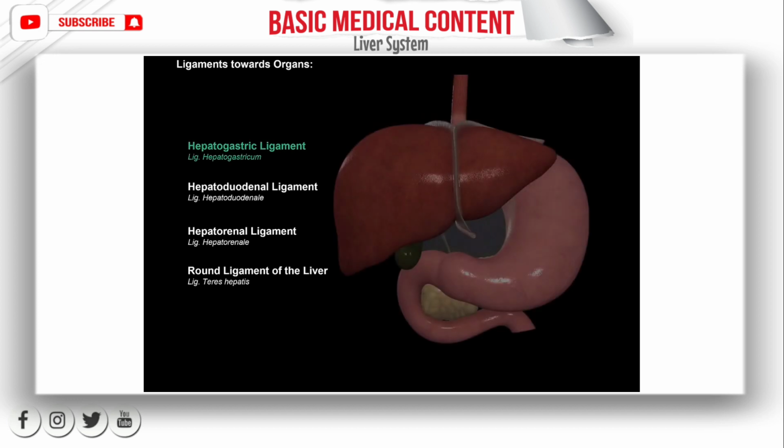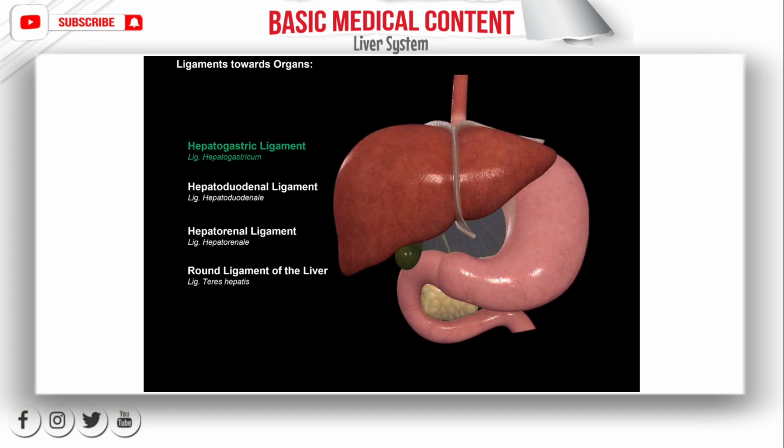So the first one is the hepatogastric ligament, and as the name says, it goes from the liver to the stomach. Or in Latin, it goes from the hepar to the gaster. That's why it gets the name the ligamentum hepatogastricum. And then the next one is the hepatoduodenal ligament, going from the porta hepatis of the liver to the duodenum. And remember, as we saw earlier, this ligament contains the bile duct, veins, nerves, arteries, and things going in and out from the porta hepatis. So that was the hepatoduodenal ligament.